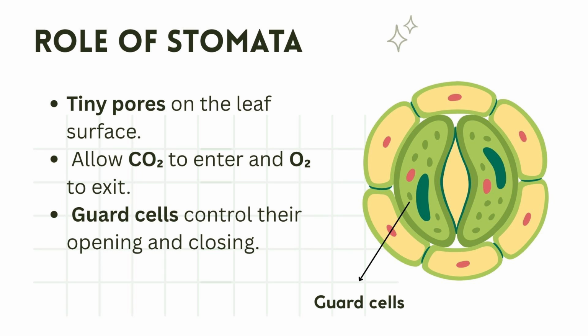Each stoma is surrounded by two guard cells. When guard cells swell with water, the stomata open, and when they lose water, stomata close. So this helps the plant to control water loss and exchange gases.